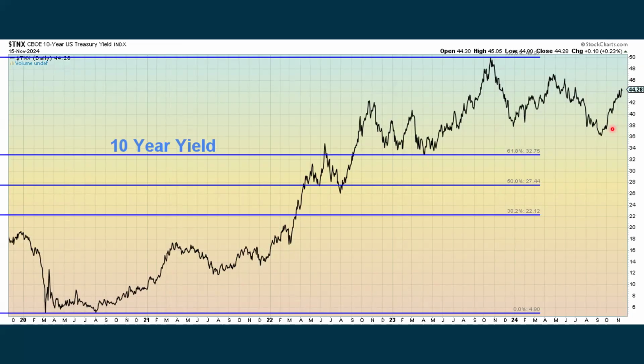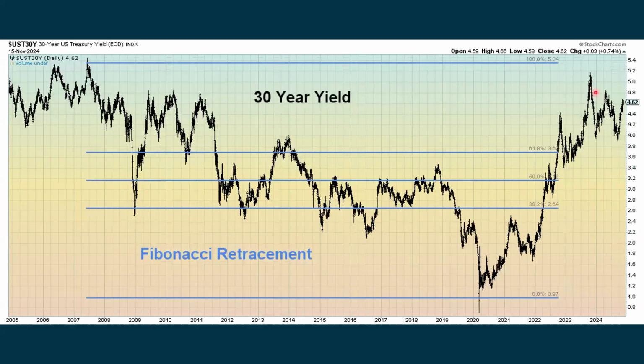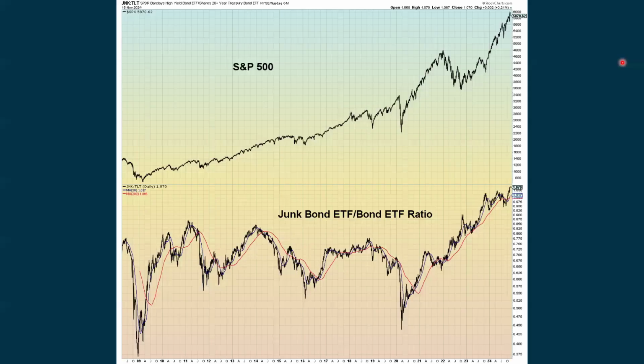This is some Fibonacci retracement levels with the 10-year yield here. This is longer term, how we're possibly shifting into a higher interest rate environment, which could promote interest rates going back up, but also some inflation concerns as well. And then here's another Fib retracement chart with the 30-year yield, but we're not close to any of those lines. Junk bonds continue to do quite well, still dealing with their 50-day moving average. And when we compare junk bonds with more conservative bonds, junk bonds are much more preferred currently.